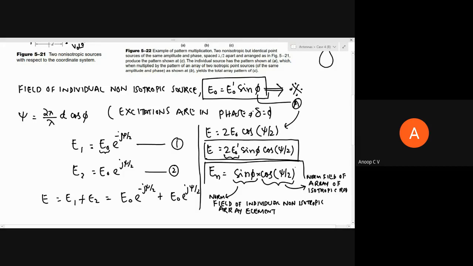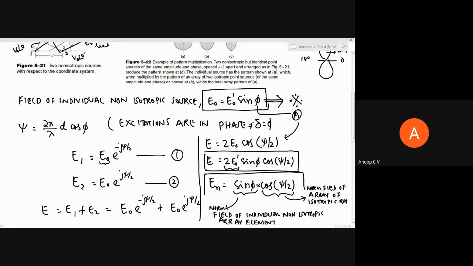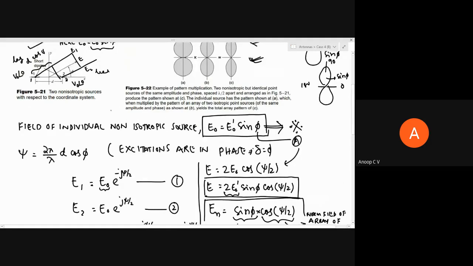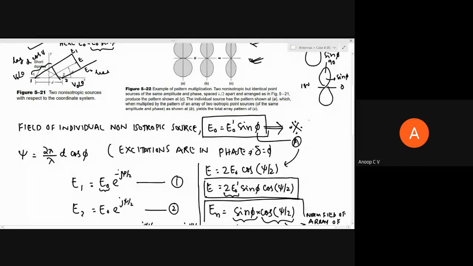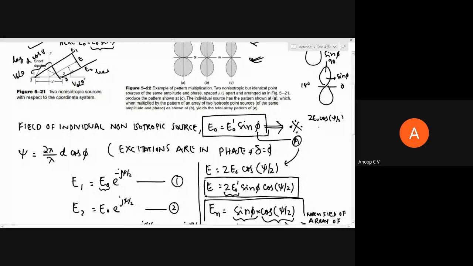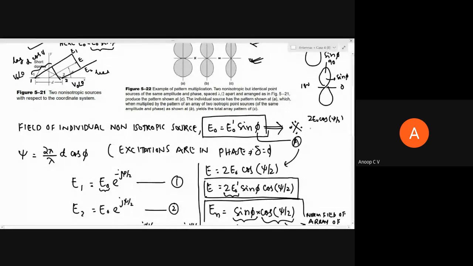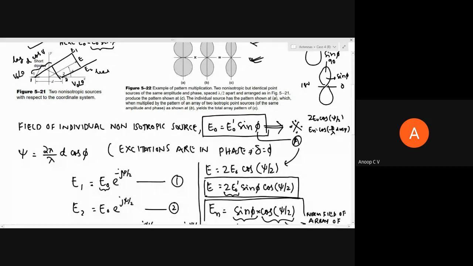it is nothing but what? Normalized field of an array of isotropic radiators. So instead of these dipoles, if you had kept isotropic radiators, the array element would have been, so we have studied it already, 2 E naught cos of psi by 2, right, normalized field pattern would have been cos of pi by lambda times d cos phi, right? So this is the case.